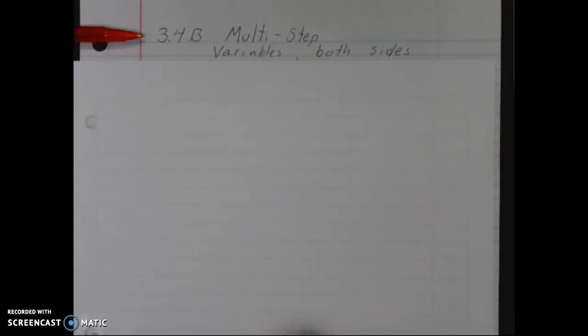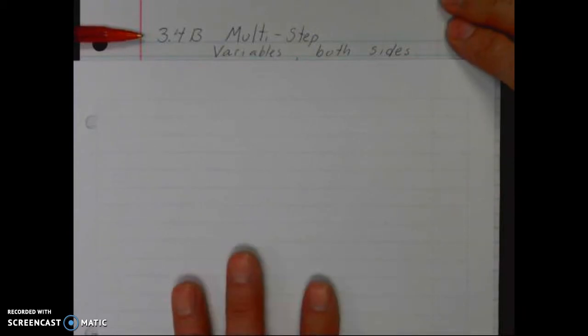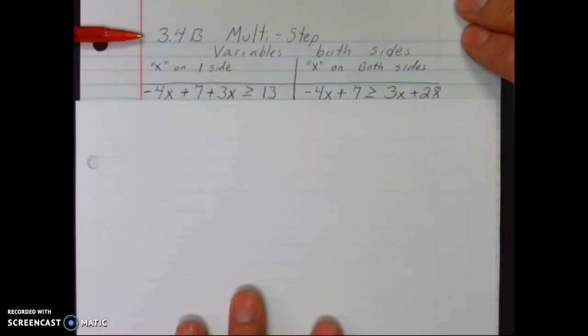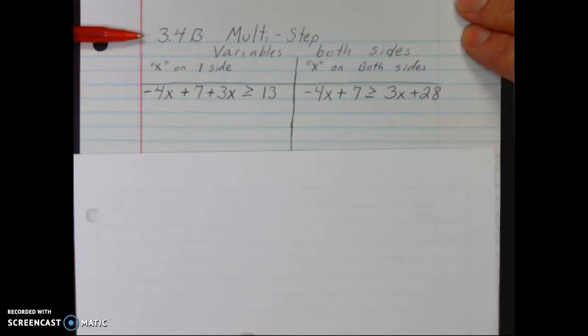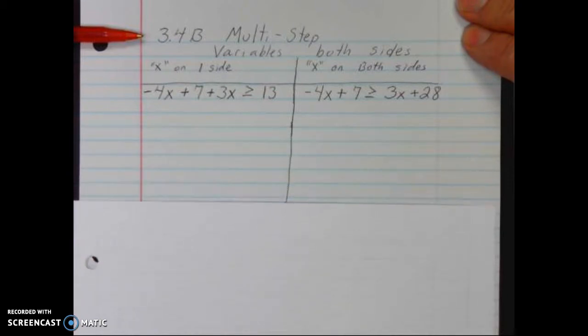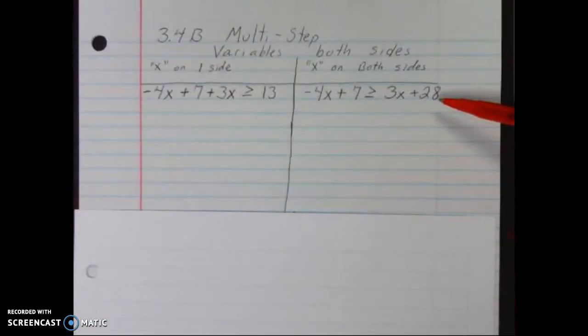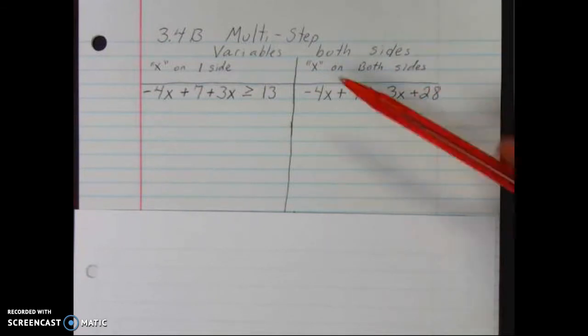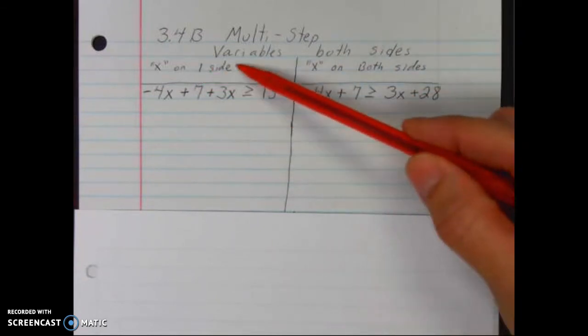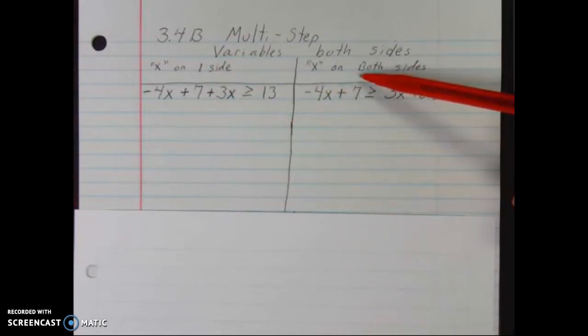So copy down this title. I'm going to kind of move this down. And I made a little table, and I'm going to want you to copy down this table. After you write the problem, give yourself at least 1, 2, 3, 4, 5, 6, 7, 8, maybe 9 lines. So go ahead and write down this table. Make sure it says X on one side, and X on both sides. So I'm going to hit pause right now and copy this stuff down.